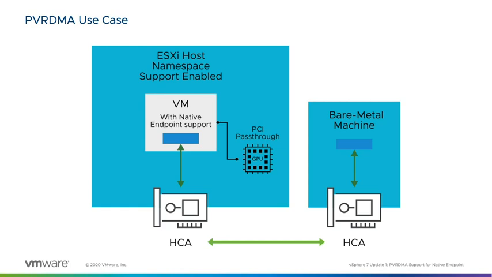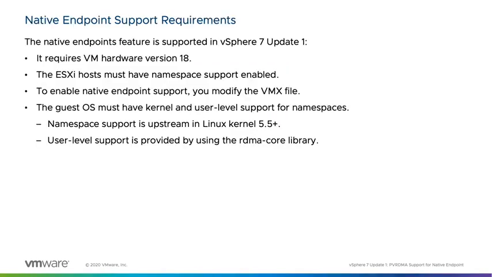To enable native endpoint support, the VMX file of the virtual machine must be manually modified. The guest operating system must have kernel and user level support for RDMA namespaces. This is typically included with Linux kernel 5.5 and later, and user level support is provided by the RDMA core library. You may need to refer to your specific guest operating system documentation.